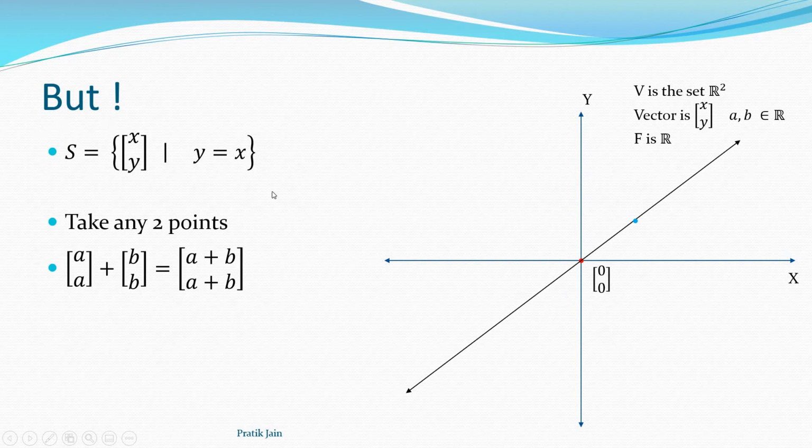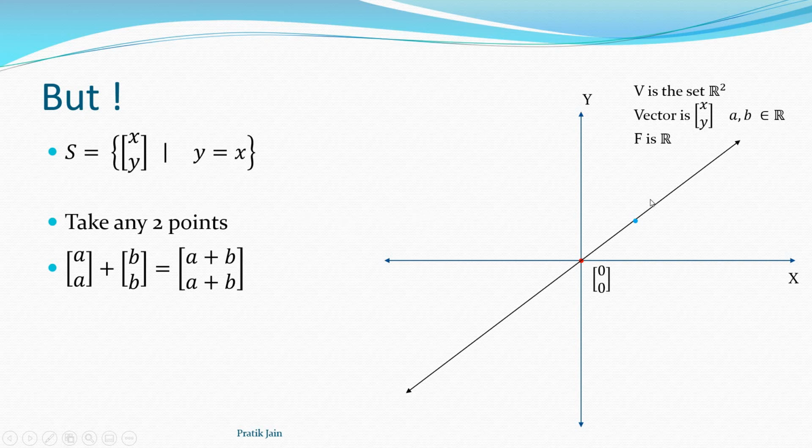Right, so let us take this. Now S is equal to all x comma y's where y is equal to x. So here I have a straight line with slope 45 degree. So basically all x coordinate value is equal to the y coordinate value. So that is our y is equal to x line. Everything is same. The vector space is R square, the field is R.